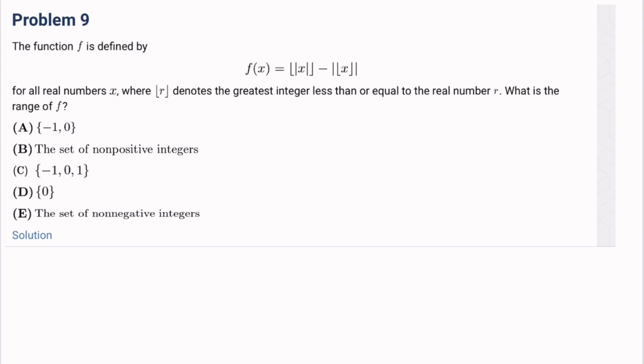Okay, so since this value includes the floor and the absolute values, first we will have to see the case where x is an integer. So if x is an integer, then the absolute value of x and the floor of that will be the same as the absolute value of the floor of x, right? So that will just give us 0.